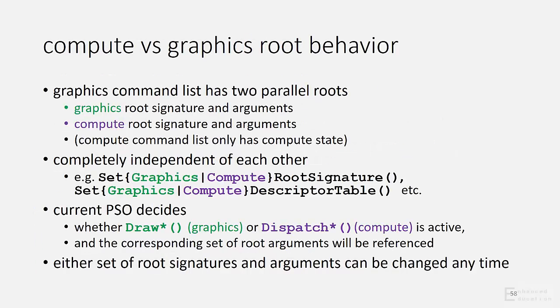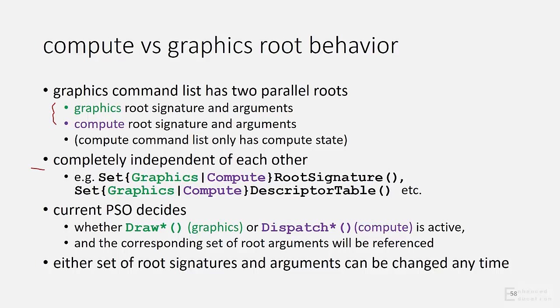Recall that on a graphics command list, both compute and graphics pipeline state can be intermingled. So how does the root interact with that? Basically, the graphics command list has two parallel roots. There's a graphics root signature and the associated arguments, and then there's a compute root signature and its associated arguments. A compute command list, by contrast, just has compute state, obviously. These two sets of root signatures and arguments are completely independent of each other.